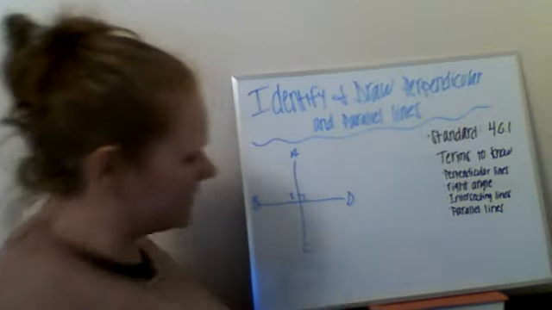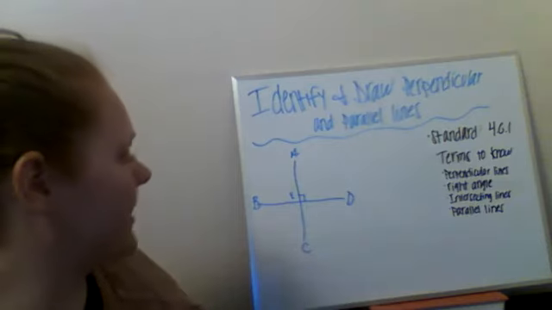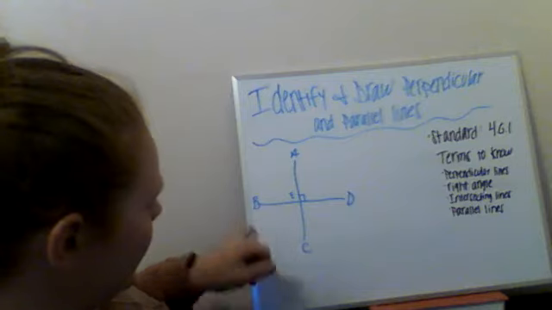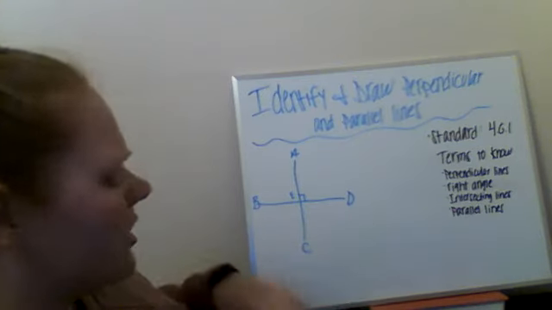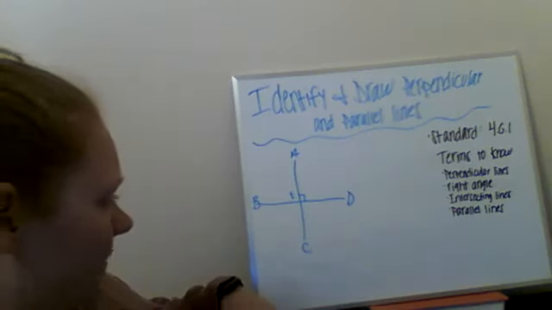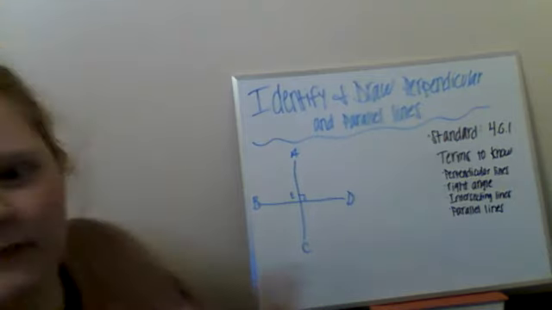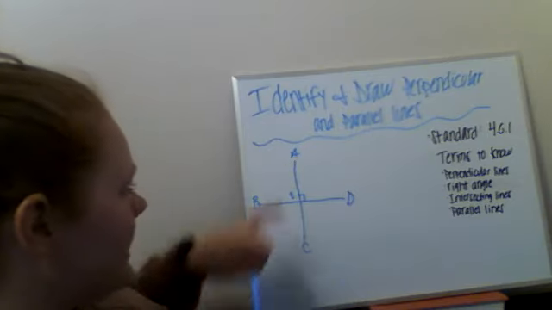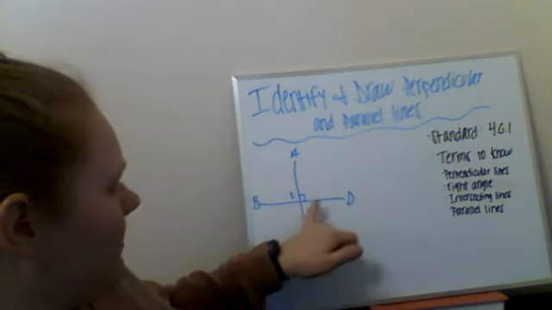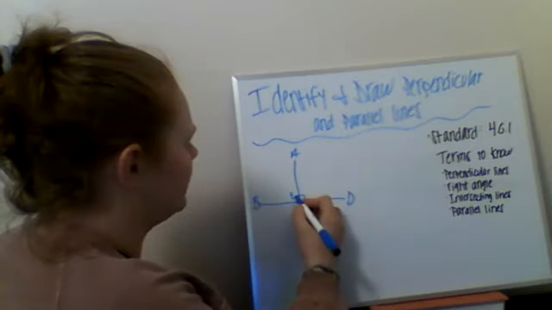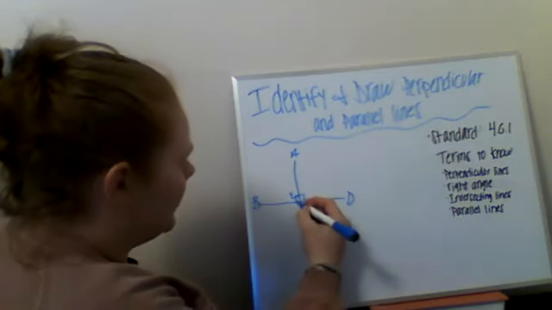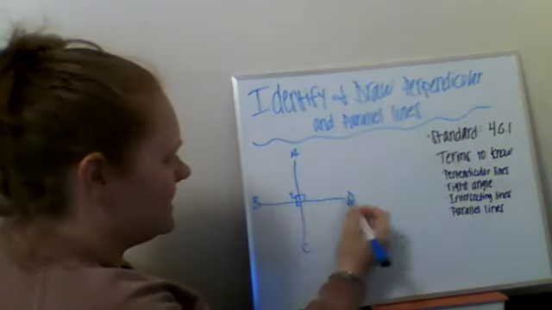Alright, so when I look at this figure, I see a couple different things. I see two line segments: line segment AC and BD. And I also see four right angles. You can see one right angle right there on the board already. The other right angles: I see that AE and ED make a right angle, AE and EB make a right angle, so I'm going to draw that right there, and I see that BE and EC make a right angle, and that EC and ED make a right angle.